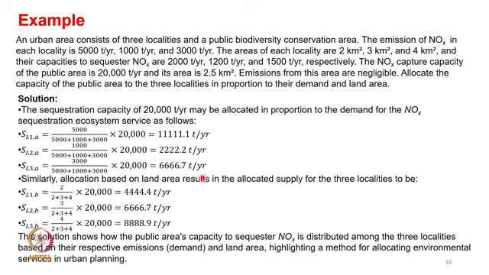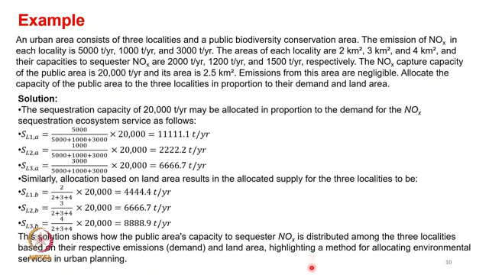6,666. So now, similarly, another way is to do an allocation based on the land area, to allocate the supply among the three localities. So you have 2 kilometer square, 3 kilometer square, and 4 kilometer square. So 2 divided by 2 plus 3 plus 4 times 20,000, that would be 4,444.4. And for case B, 3 divided by 2 plus 3 plus 4 times 20,000, that would be 6,666.7. And the case L3, which is case C, which is 4 divided by 2 plus 3 plus 4 times 20,000, which is 8,888. So what are we trying to see here?